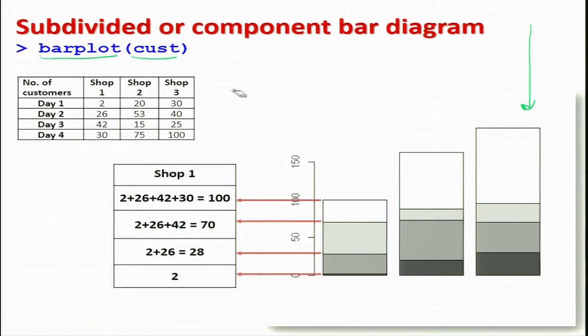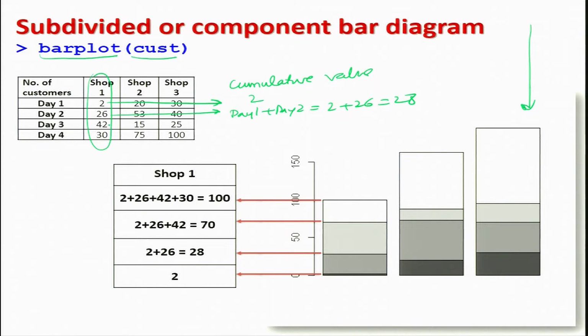If you want to see what the cumulative values are for day 1 for this shop number 1, if you consider this data, the first cumulative value is 2. On the second day, the total number of customers who arrived in the shop on day 1 and day 2, day 1 plus day 2, is equal to 2 plus 26, which is 28. Then on day 3, the cumulative number of customers is the customers who visited on day 1, day 2 and day 3, which is equal to 2 plus 26 plus 42, equal to 70.